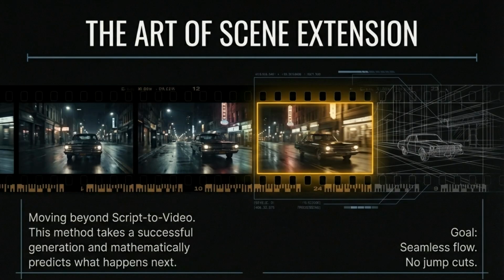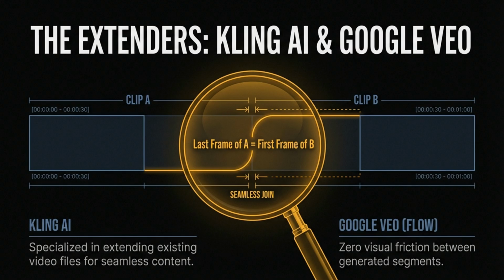The art of scene extension moves beyond script to video. This method takes a successful generation and mathematically predicts what happens next. The goal is seamless flow and avoiding jump cuts. The extenders, Kling AI and Google Veo, specialize in connecting clips. They ensure a seamless join where the last frame of the preceding clip matches the first frame of the next. This reduces visual friction between segments.